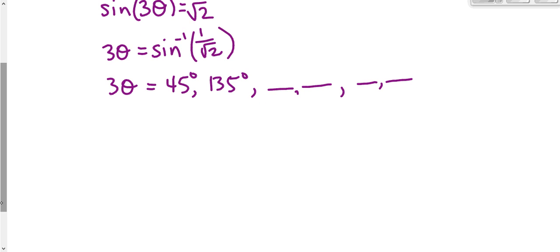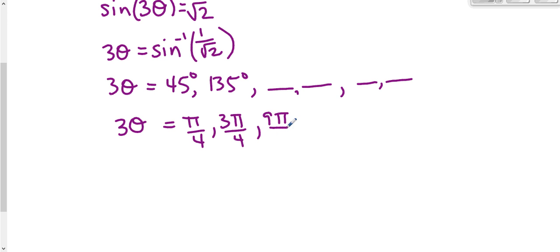But if you want to, you don't have to do that until after you convert your answers to radians. So pi over 4 and 3 pi over 4. And now we add 2 pi to each of those, and that gives us 9 pi over 4 and 11 pi over 4. And then we add 2 pi to each of those, and that gives us 17 pi over 4.